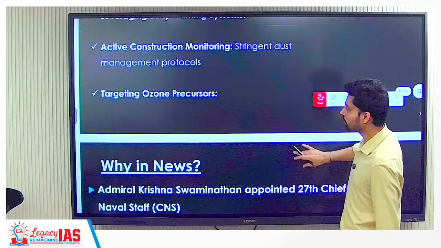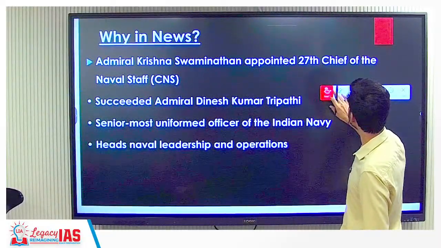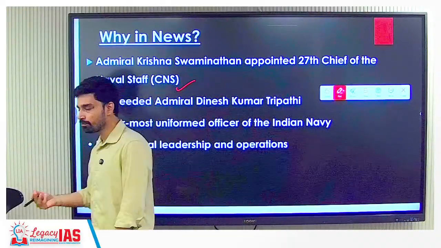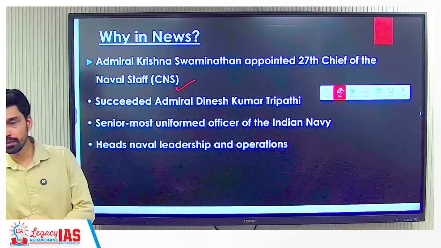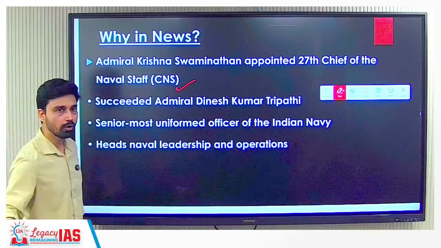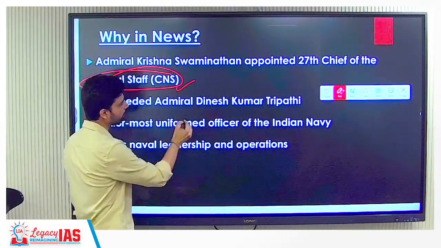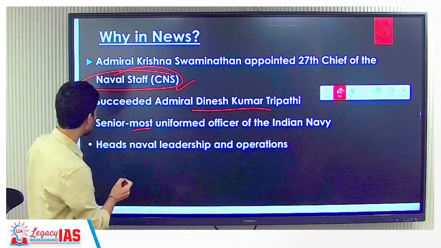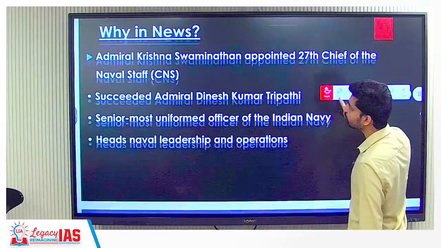So that's it. Now coming to this wide news. Admiral Krishna Swaminathan appointed as the 27th Chief of the Naval Staff. Chief of Naval Staff means simple. We have three wings in the military: Indian Army, Indian Air Force, and Indian Navy. So the head of the Navy is what we call the CNS. Before that you had Admiral Dinesh Kumar Tripathi, the senior most uniformed officer of the Indian Navy, who heads naval leadership and operations.